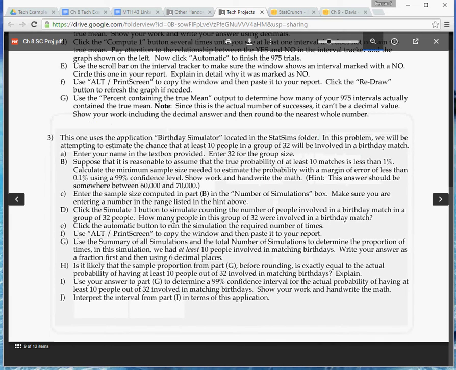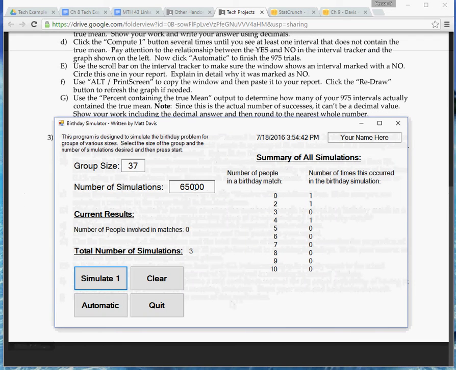Alright, and then click the automatic button to run it out the 65,000 times, or however many times you computed and filled in. Shouldn't take very long for that to happen.